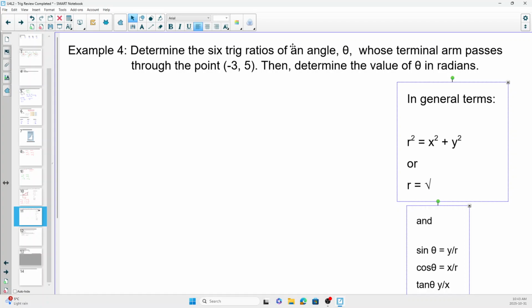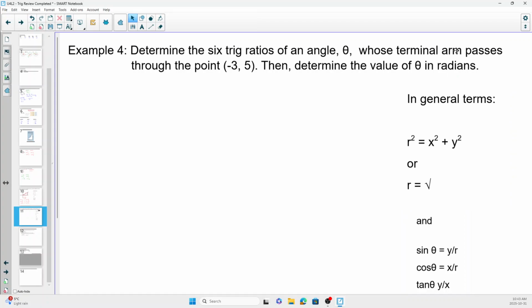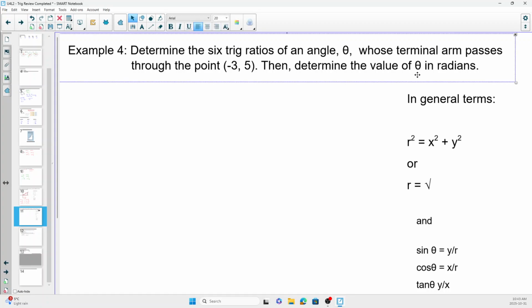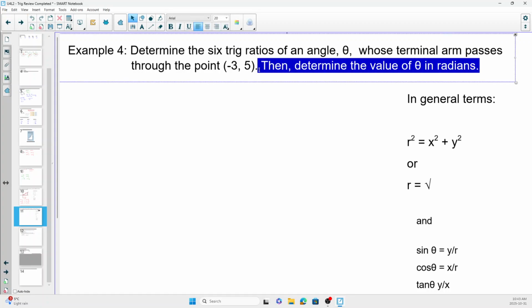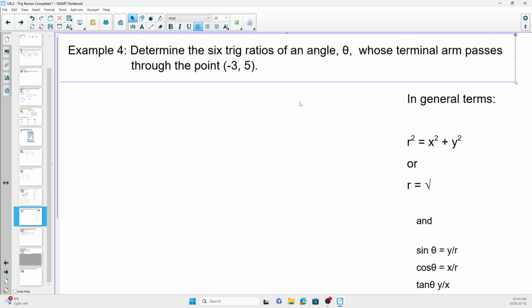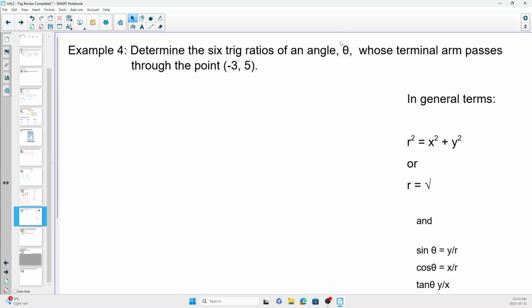Determine the 6 trig ratios of an angle theta whose terminal arm passes through the point -3, 5. Then determine the value of theta in radians. Okay, so here we're actually just going to work on the trig ratios right now, the reason being we need to use the CAST rule to figure out the value of theta, and we haven't reviewed the CAST rule yet, but we are going to tomorrow. So let's just focus on creating our 6 trig ratios for right now.